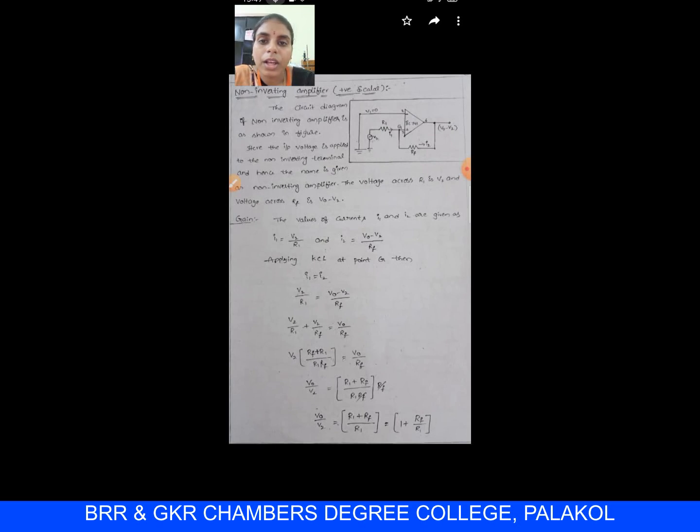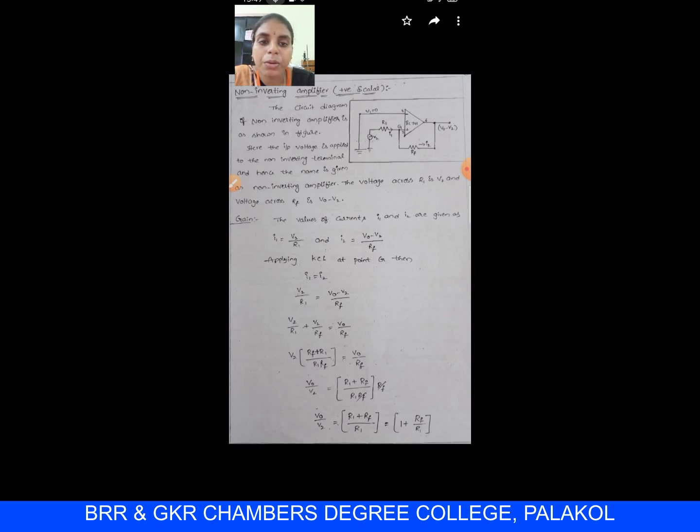In the non-inverting configuration, the input is given to the non-inverting terminal through a resistance R1 and the output is produced at the output terminal, and this output is fed back to the point G through a resistor RF. Here the voltage source applied to the non-inverting terminal with respect to ground is V2, and no voltage is applied to the inverting terminal. That means V1 becomes 0, that is, the inverting terminal is directly grounded.